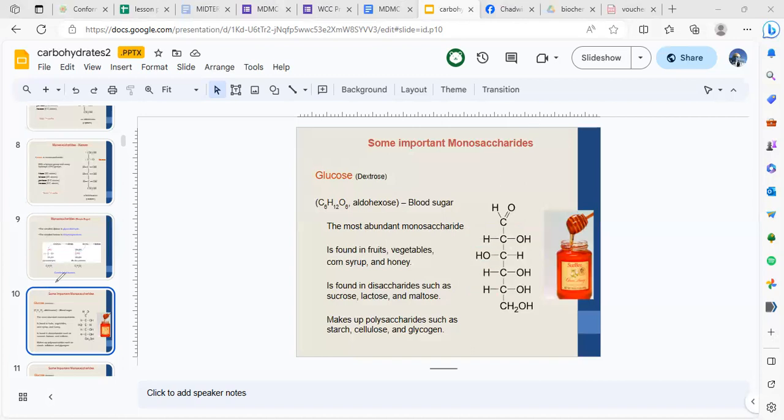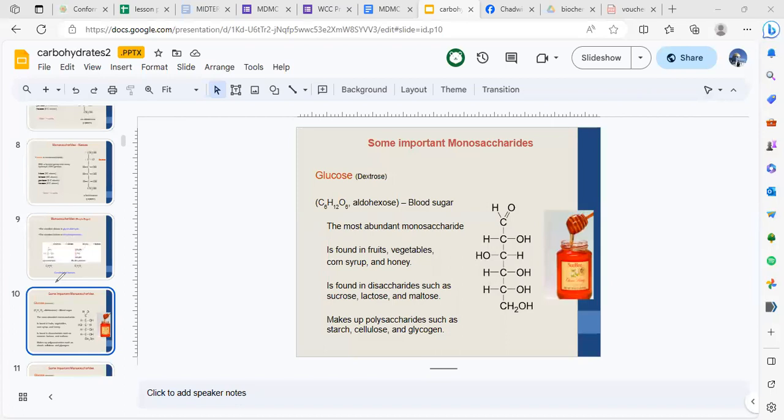So it's found in fruits, vegetables, corn syrup, honey. Sucrose is made up of glucose and fructose. In lactose, glucose is combined with another sugar called galactose. In maltose, it is two glucose units combined with each other. Also, it makes up polysaccharides. So glucose units make up starch, and as mentioned, that's for plants. Glycogen, we store excess glucose as glycogen.